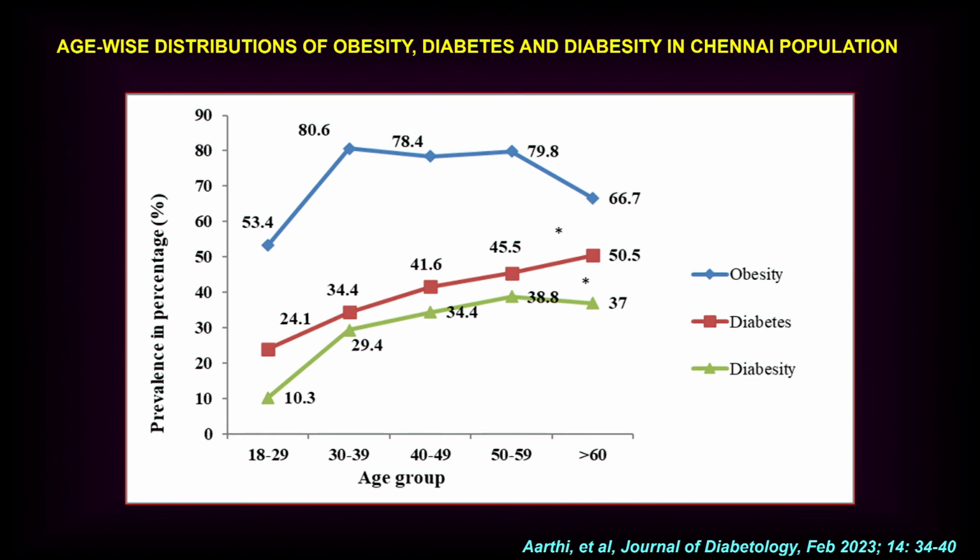Look at the age-wise distribution. As you would expect with diabetes, there is a continuum, an increase in the diabetes prevalence with age. Obesity also is like that, but you will see that after about 60 years of age, there is a dip in obesity levels, and that is very much expected. Sarcopenia, other things. So these are all the data that she has shown, and diabesity follows the same pattern.